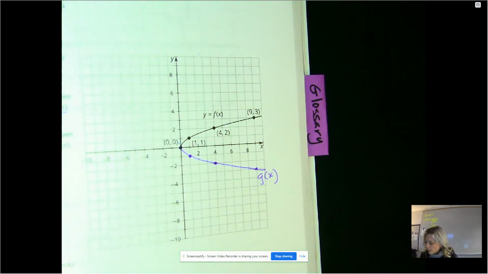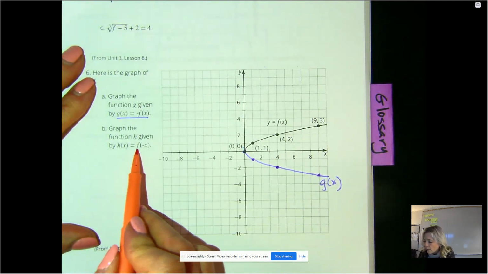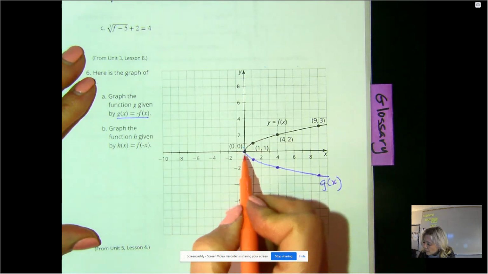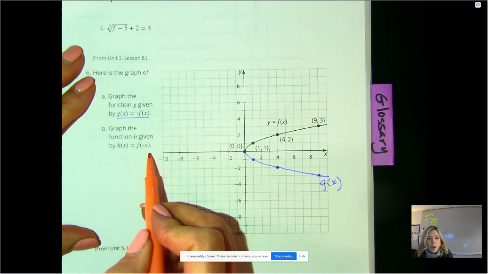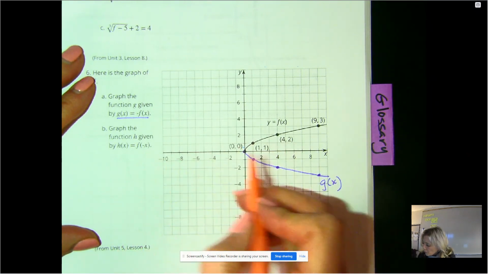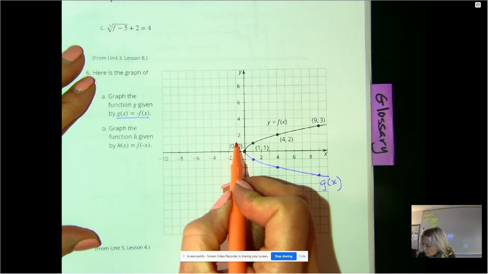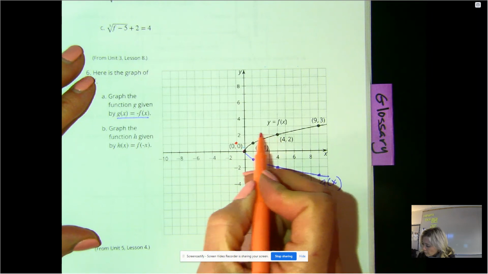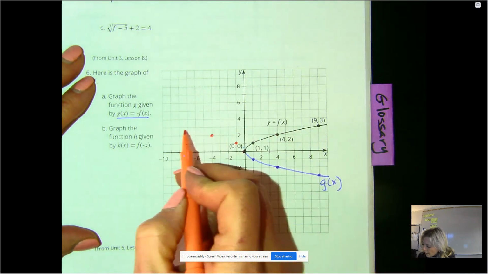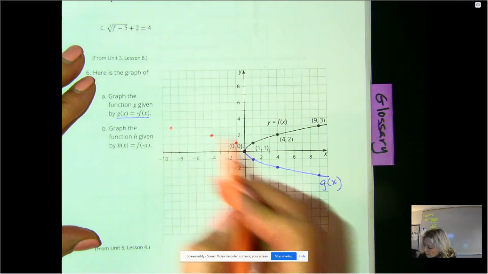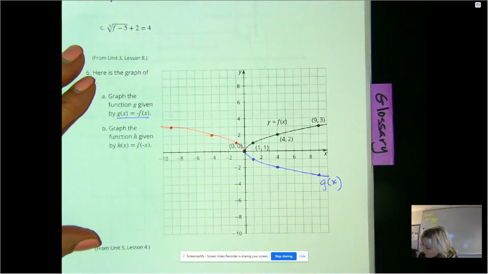And then we also have to find h of x. h of x is equal to f of negative x. So this time we're going to reflect over the y-axis because the x values will have the opposite sign. So our first point at 0, 0 will stay there. This point reflects over negative 1, 1. This one reflects over the y-axis, negative 4, 2, and then negative 9, 3. And so this is what h of x looks like.